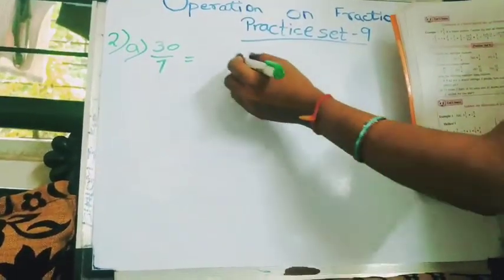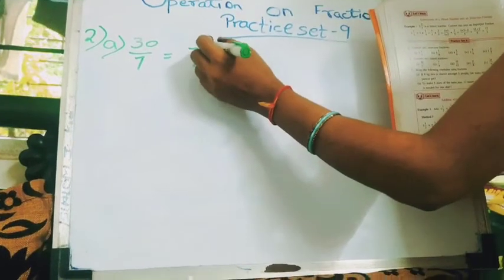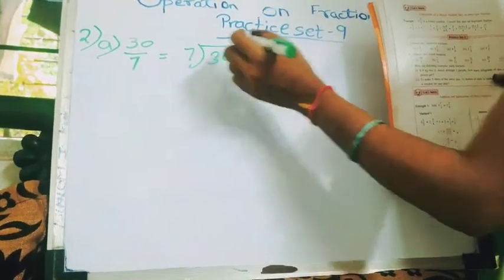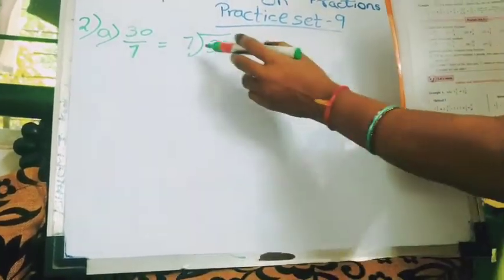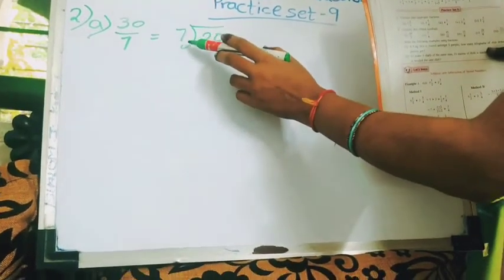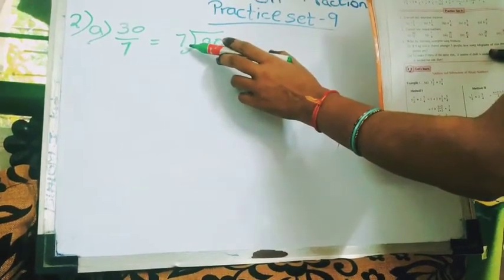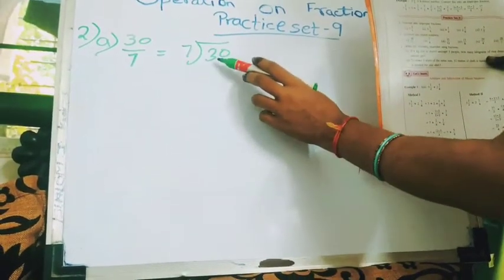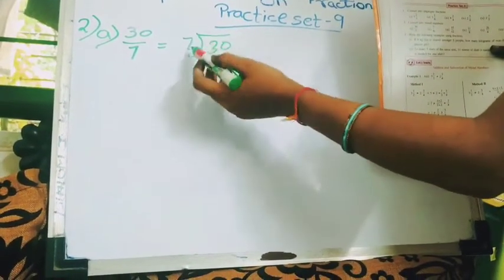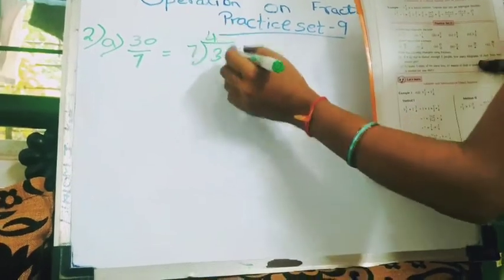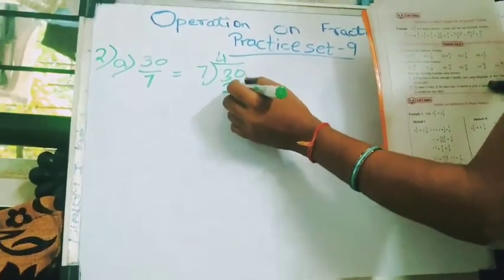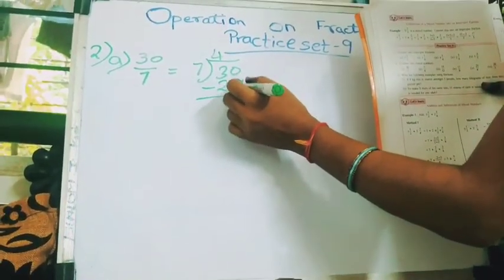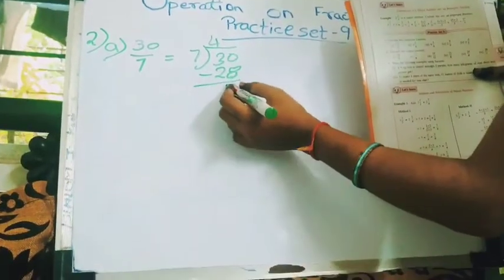At first, what do you do? You divide 30 by 7. Take the table of 7. 7 1 is 7, 7 2 is 14, 7 3 is 21, 7 4 is 28, 7 5 is 35. 35 is greater, so it means 7 4 is 28. Subtract: 30 minus 28 is 2.